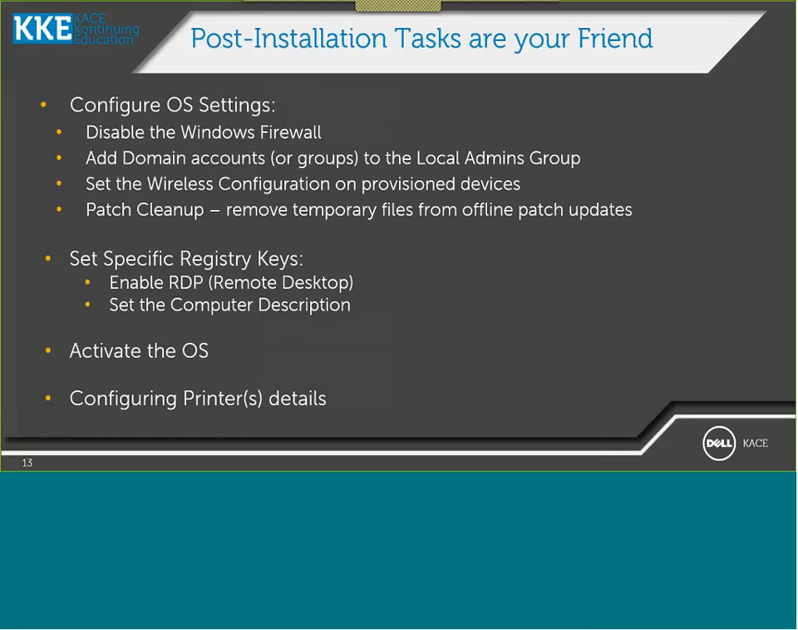So through the registry, we can enable or disable a lot of things like remote desktop or set a computer description. We can trigger the activation of the OS if it's not already activated. Configure printer details. So in theory, anything that you have a command for can be done through a post-installation task. So the difficulty is actually finding the right command. Once you've got that, you can use that for your post-installation tasks.